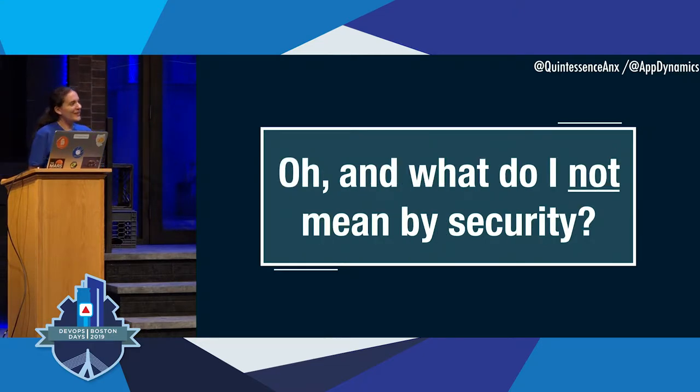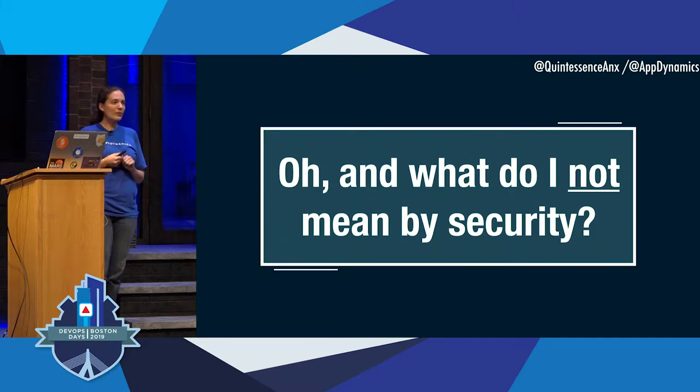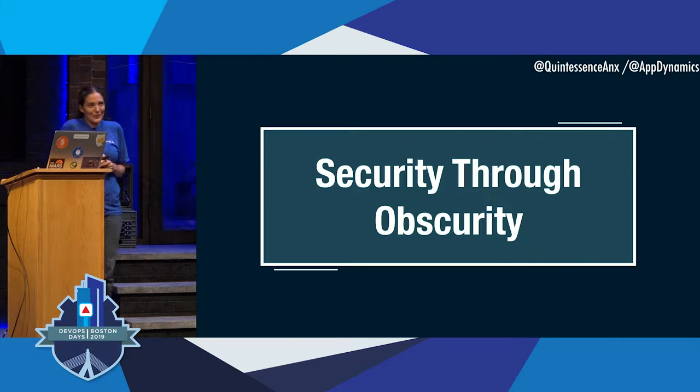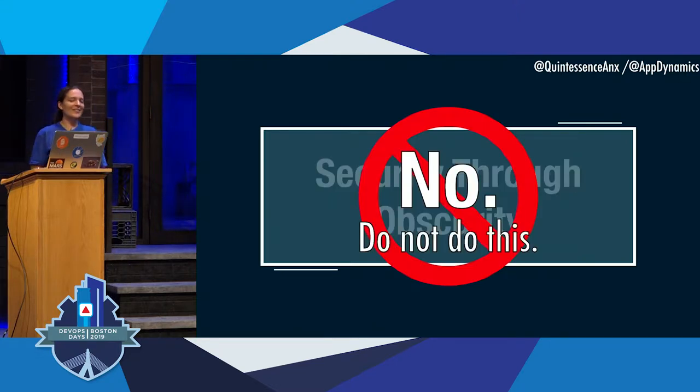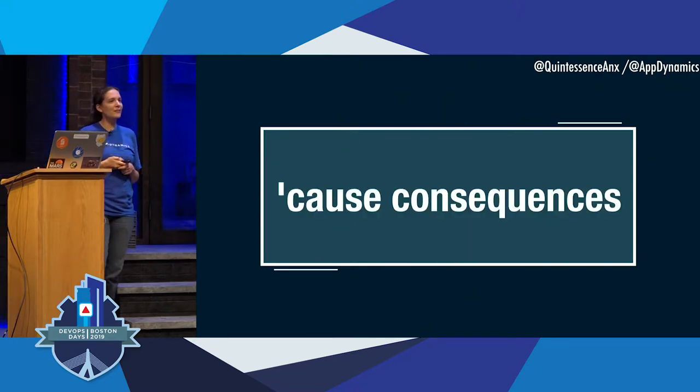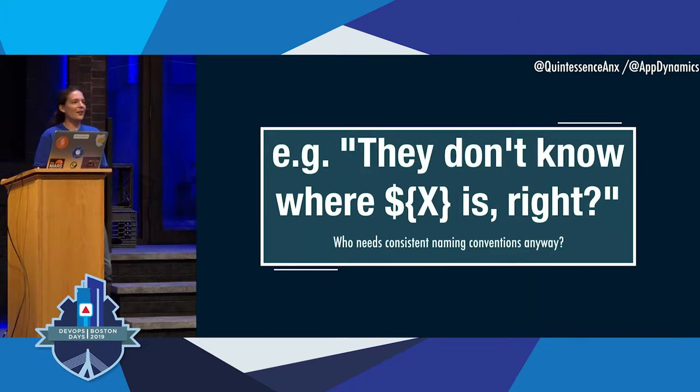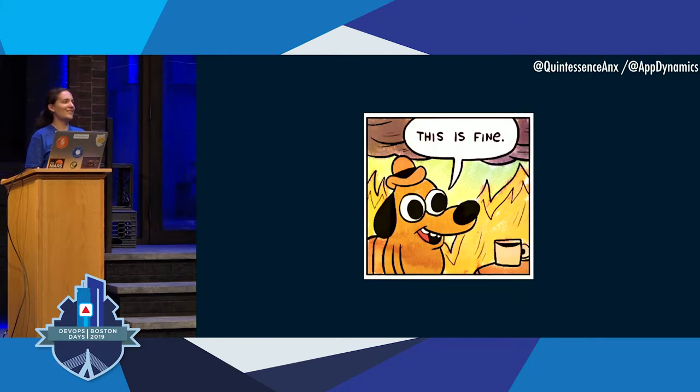Also, and this is the biggest trap that I think everyone falls into, what do I not mean by security? Security by obscurity, please don't do that, ever. Don't do it. And the reason we don't do it is because there are consequences. For example, quick consequence number one, but they don't know where it is. So that's fine. It's fine.